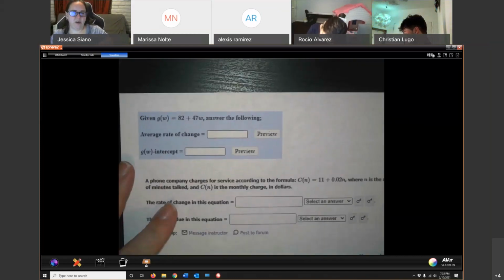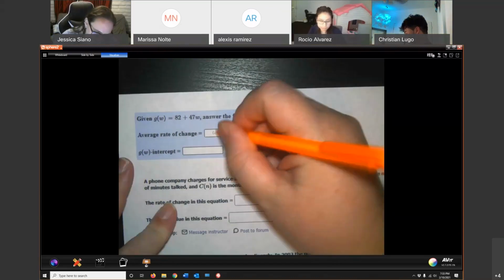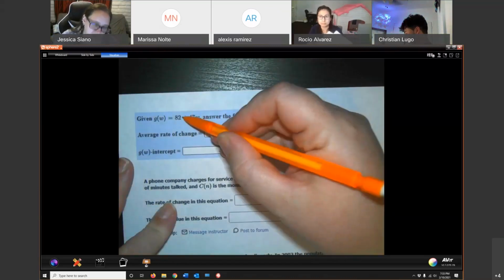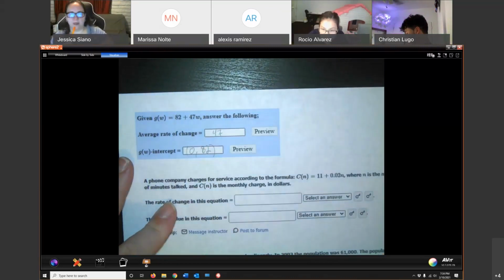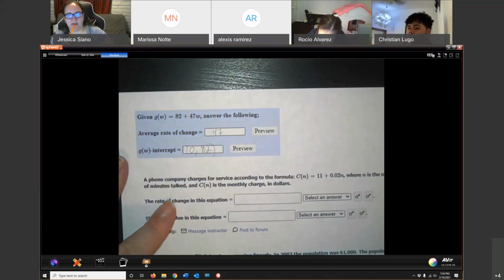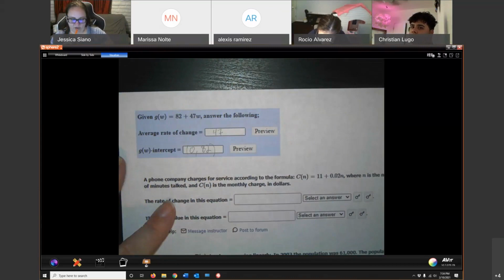So given an equation, remember that the number being multiplied by your variable is your slope, and the number by itself is your intercept, but they're going to want you to write that as a point. One of the easier questions that we'll do.